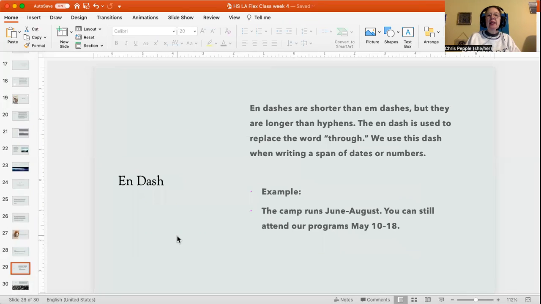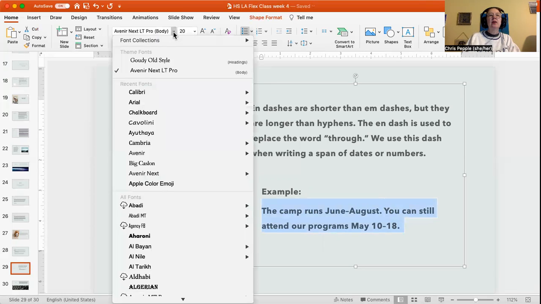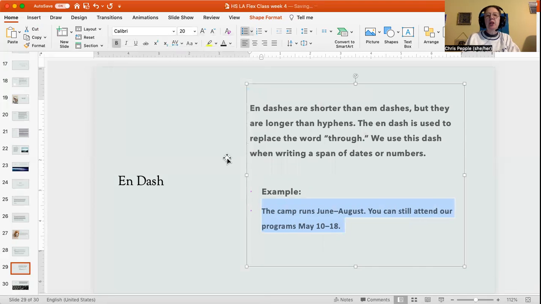Now, what is the N dash? N dashes are shorter than the M dash, but they are longer than the hyphens. The N dash is used to replace the word through. That's the only time the N dash is used. Again, I'm going to see if I can make it a little bit clearer so it doesn't look quite like the hyphen. So anytime we want the word through, it's the N dash. The camp runs June through August. You can still attend our programs May through, 10 through 18.